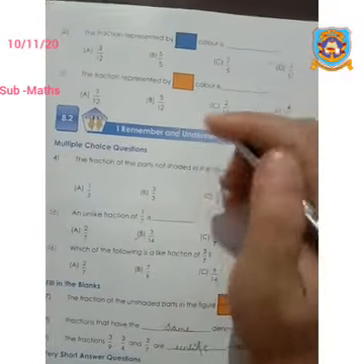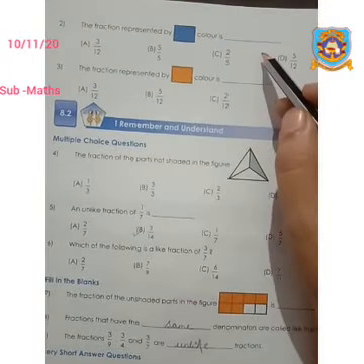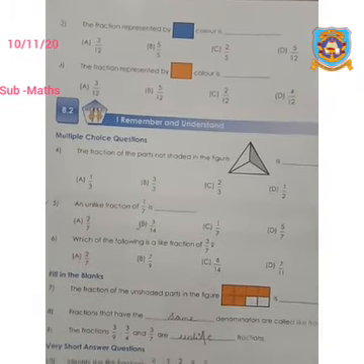Let us go to the next question. Similarly, you have to find question number 2 and 3 by yourself. Blue and orange color. So you have to count in that way and write the fraction.